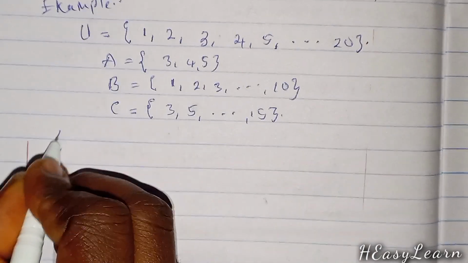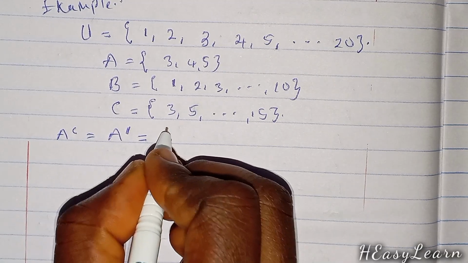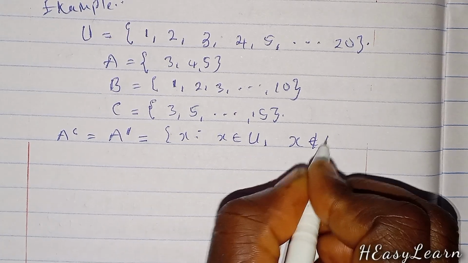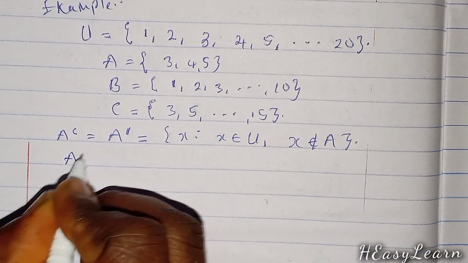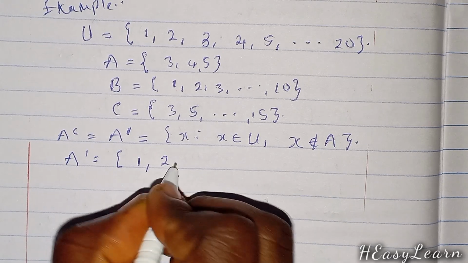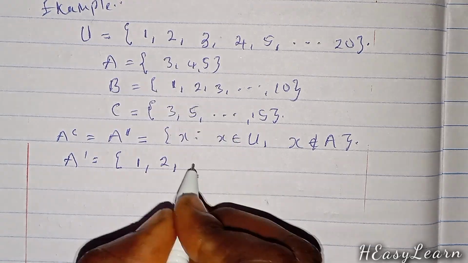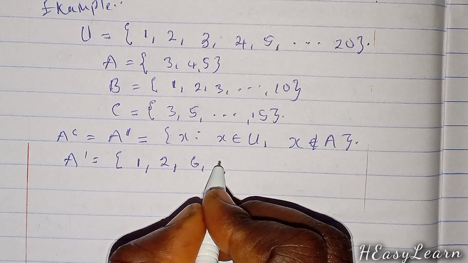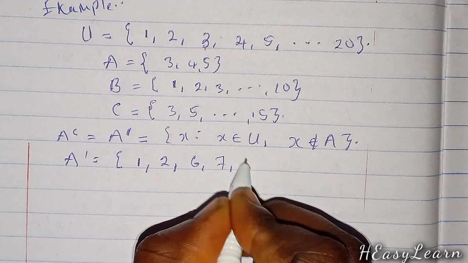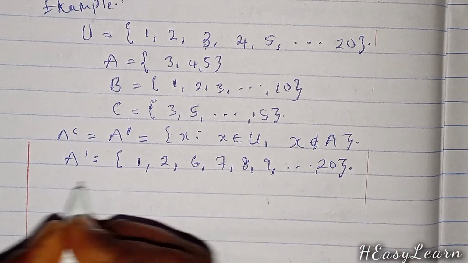So what is going to be the A complement? It's the same thing as A bar like this. It means all that belongs to the universal set and does not belong to A. So the complement of A is going to be 1, 2. We don't have 3 in the complement because 3, 4, 5 is already in the set A. Remove 3, 4, 5 from the universal set and write the remaining set, 6 up to 20. So this is A complement.